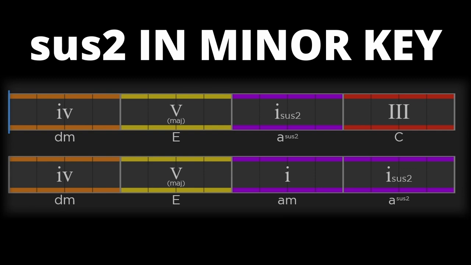In a minor key sequence, the sus2 can dilute the minor effect or serve to withhold the minor chord 1. Compare bars 1 to 4 with 5 to 8 in this progression in the key of A minor.